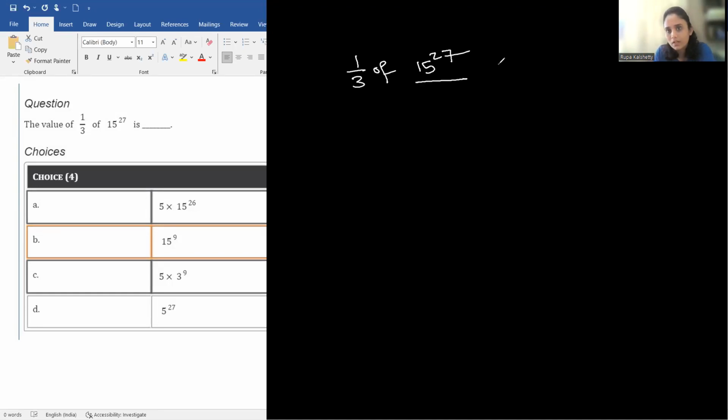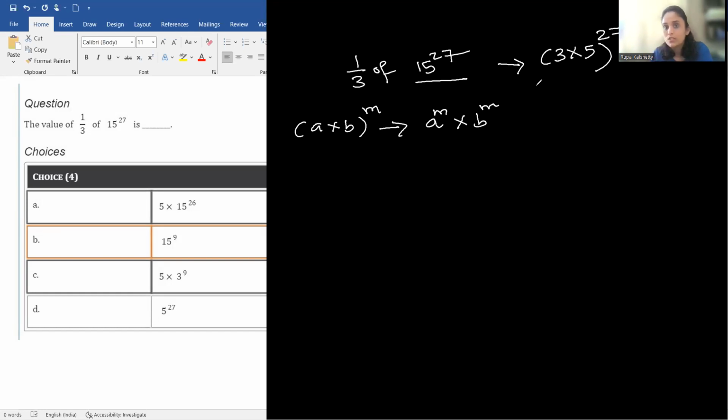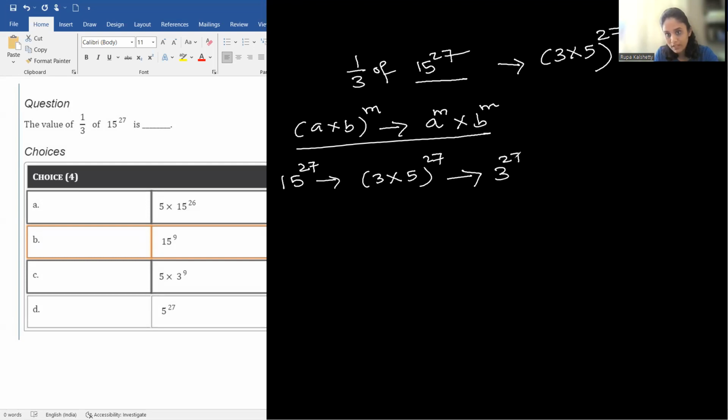Can you write this part as 3 times 5 to the power 27? Because you should know the exponent law: if it is a times b to the power of n, it can be written as a to the power of n times b to the power of n. So by applying this law, we can write 15 to the power of 27 as 3 times 5 to the power of 27, which can be rewritten further as 3 to the power of 27 times 5 to the power of 27.